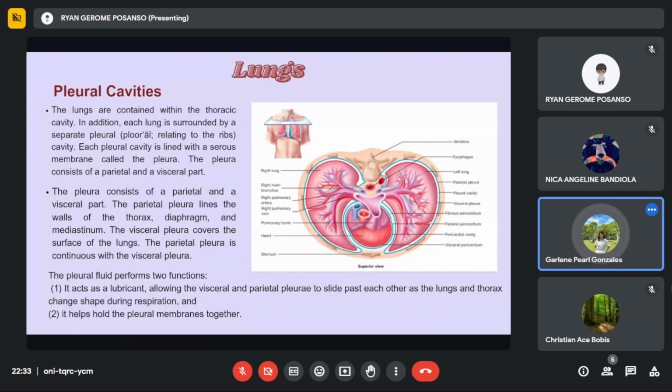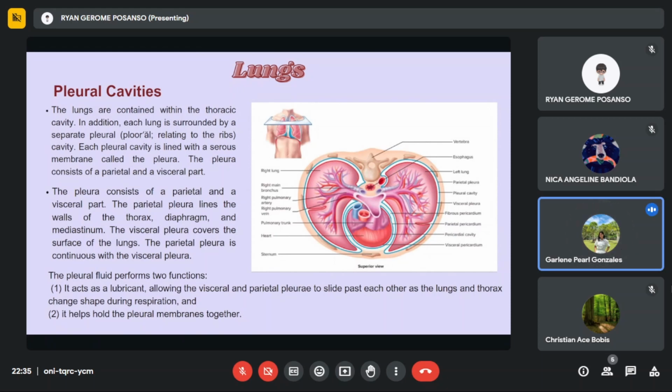The parietal pleura lines the walls of the thorax, diaphragm, and mediastinum. The visceral pleura covers the surface of the lungs. The parietal pleura is continuous with the visceral pleura. As you can see, the blue line is the parietal pleura and the red line is the visceral pleura.